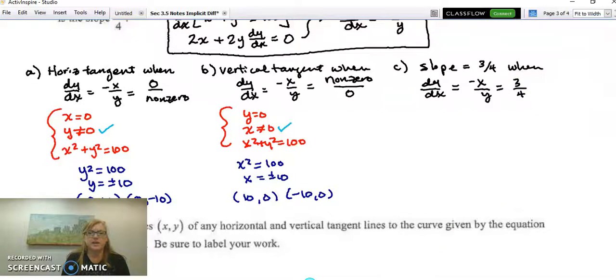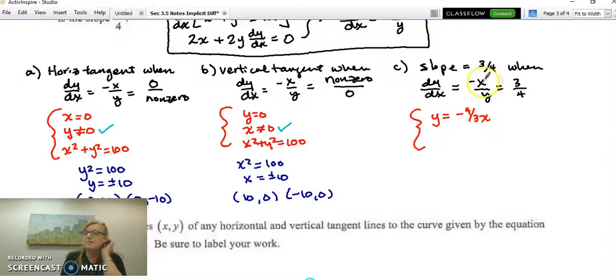Now, the reason why I did this is I want you to be very careful. This does not mean that x is negative 3 and y is 4. You are solving a system. This is an equation where if I were to cross multiply, I'm really looking at that negative 4x equals 3y, or y equals negative 4/3 x. That's the relationship that I'm getting out of this.